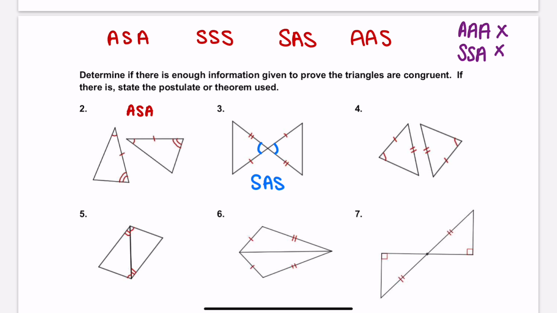Number 4, we have two sides and an angle that is not in between the two sides. Now, I like to remember that we don't swear in math class. So this one is not a thing. So side, side, angle, can't swear. This is not enough information to say whether these two are the same.